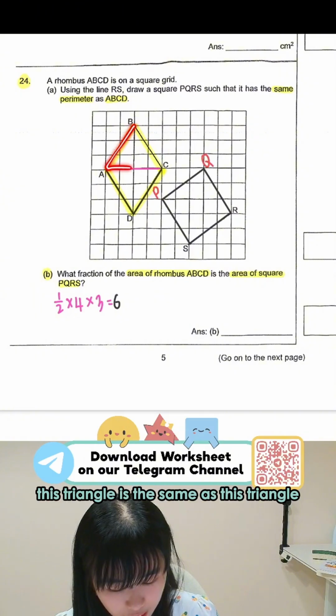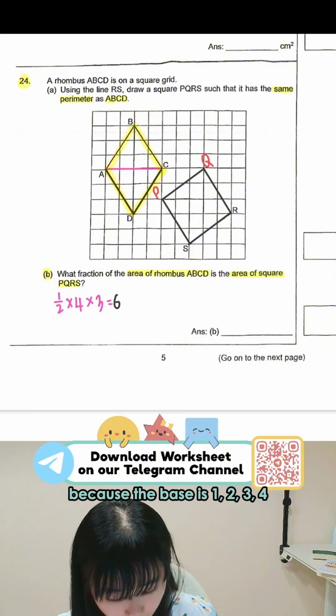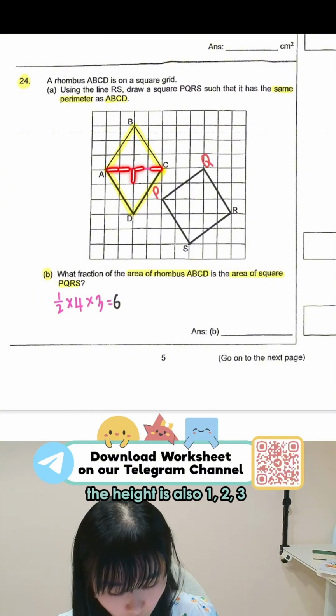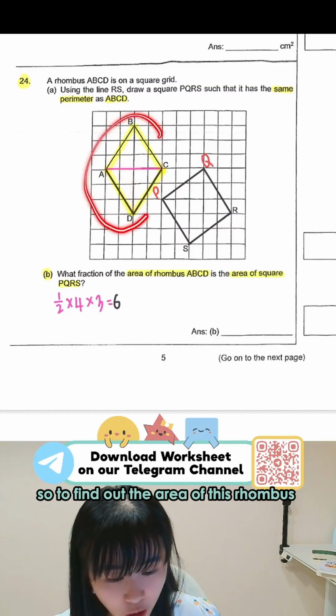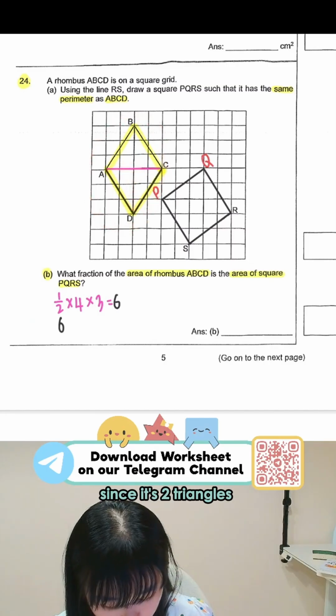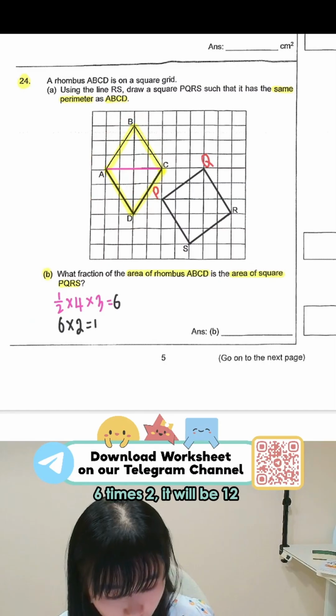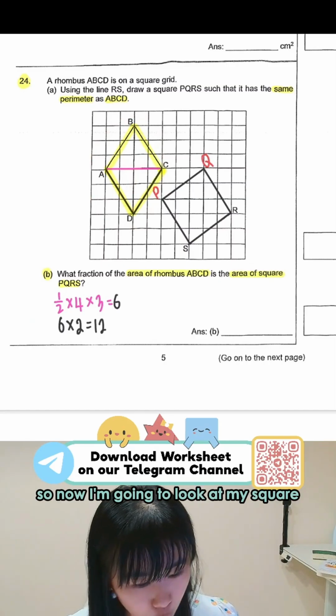And you will realize this triangle is the same as this triangle because the base is 1, 2, 3, 4, the height is also 1, 2, 3. So to find out the area of this rhombus, right, since it's two triangles, 6 times 2, it will be a 12. So now I'm going to look at my square.